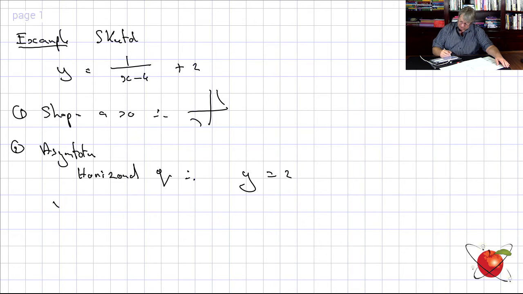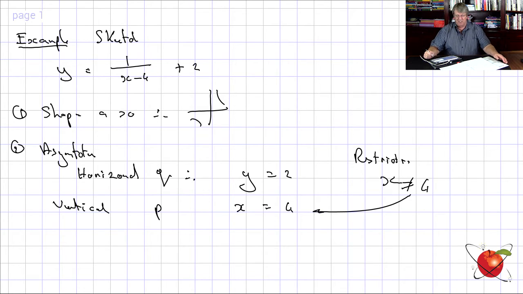And we go vertical. Okay, that's P. What can X not be? X cannot be 4. Restriction, remember? Restriction, X cannot be equal to 4. Therefore, that's an asymptote at that point. Okay, then let's have a look.